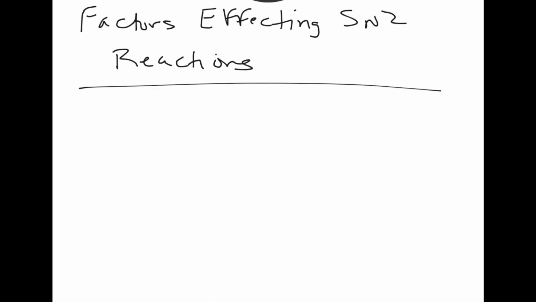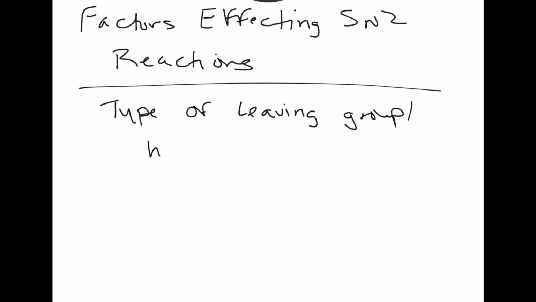So what are things that play a role in our SN2 reactions? What is going to impact the rate beyond whether it's primary, secondary, or tertiary? So first is the type of leaving group. For us, our leaving groups are going to be almost exclusively halides.